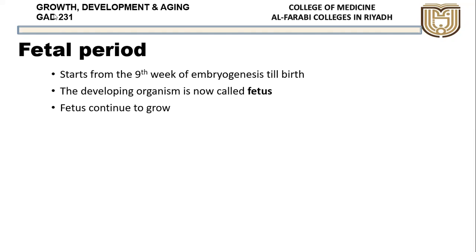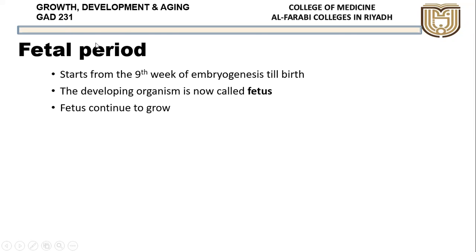So as you know, the fetal period starts from the ninth week. Before that, it will be the embryo. So the first 3 weeks will be the germinal period. So this is the fetal period starting from the ninth week of embryogenesis. Genesis means development, so development of embryo is called embryogenesis. So from the ninth week till birth, we call it the fetal period.